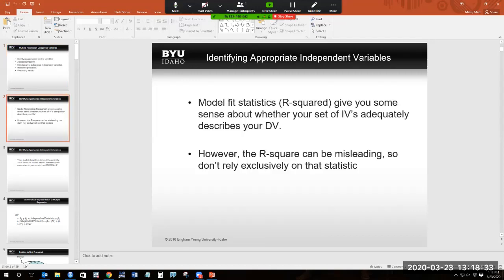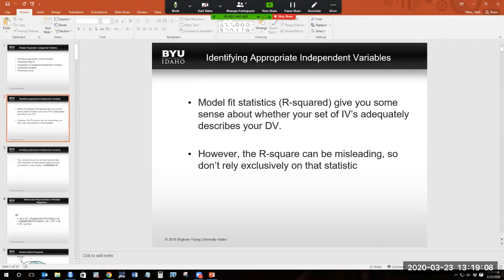So the R squared gives you some kind of sense about whether the independent variables that you're using do an adequate job of predicting your dependent variable. You can say, okay, these independent variables predict about 22% of the variation in my dependent variable. And so that gives you some sense of how good your model is. But it is also true that the R squared can be a little misleading as you get to higher order statistics. So you shouldn't exclusively rely on that, but for your purposes, it's good enough. Just look at that and say, okay, my model explains like 25%.